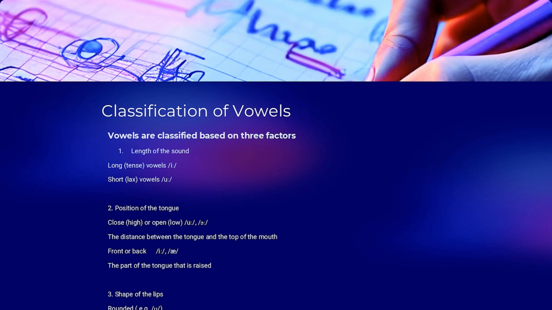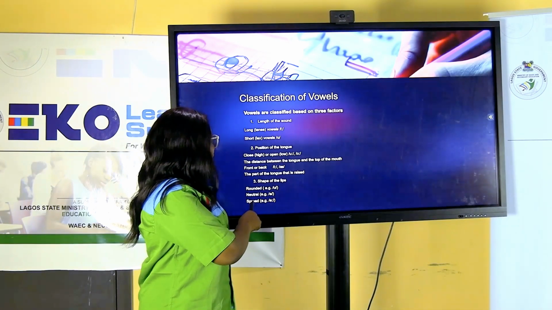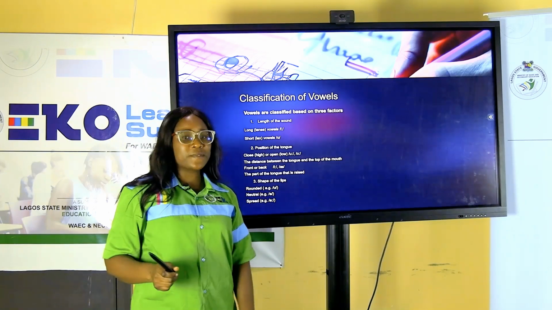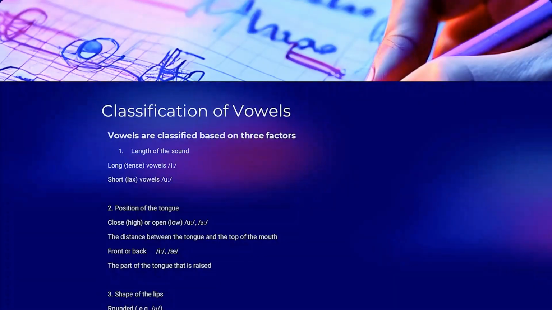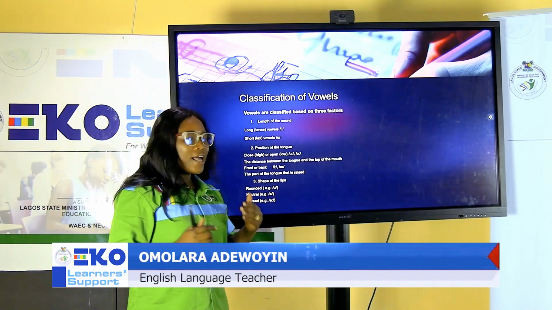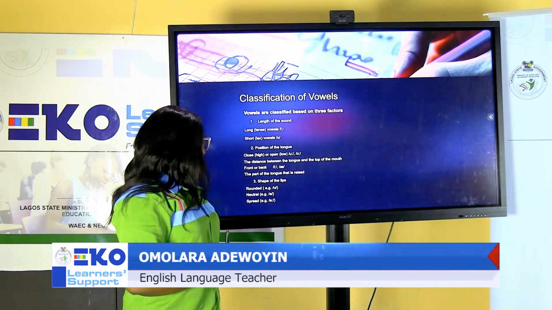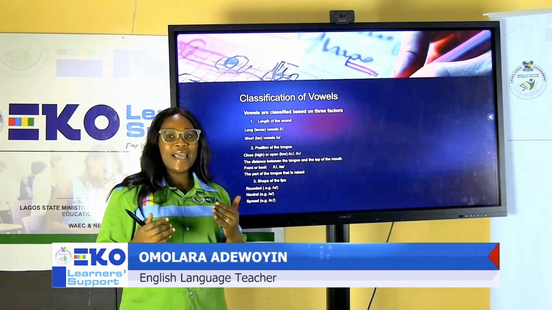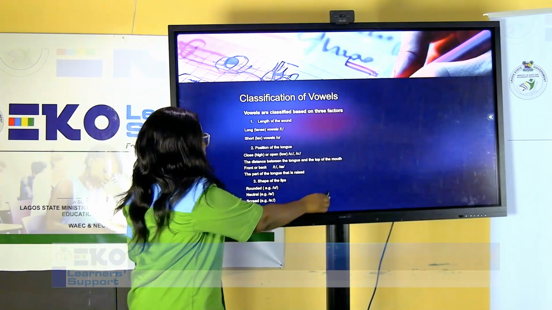Another way to classify our vowels is based on the shape of the lips. What is the shape of the lips when these vowel sounds are pronounced? The lips can be rounded, it can be in the neutral position, and it can be spread. Rounded, as in, and neutral, as in teacher, and spread, as in air. Let's move on.